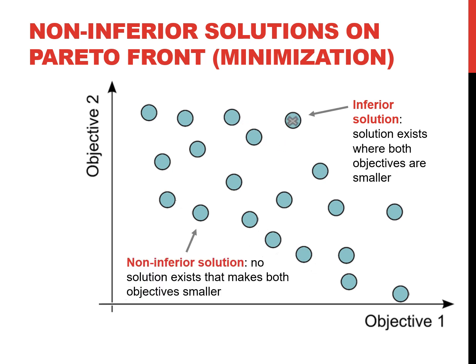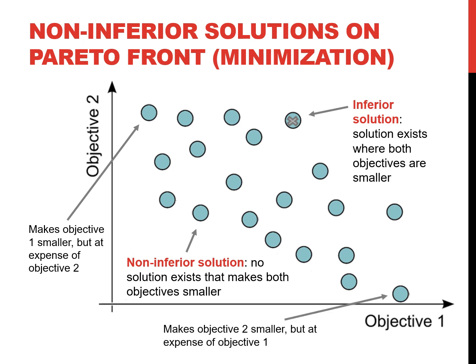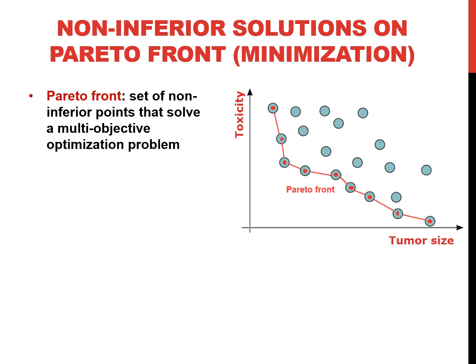This one looks a little better. This is a non-inferior solution because there is no solution that makes both objectives smaller. If you change that, well, you will compromise the other objective. Okay. This one is also pretty good. It makes objective 1 smaller, but at the expense of objective 2. Here it would be make objective 2 smaller, but at the expense of objective 1. So we go through all of these and we build what is called a Pareto front. That is a set of non-inferior points that solve a multi-objective optimization problem.